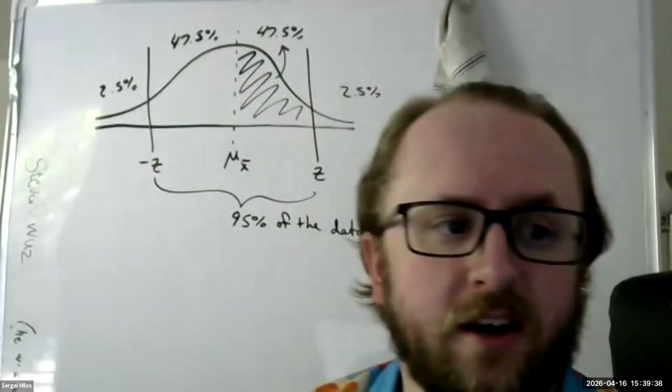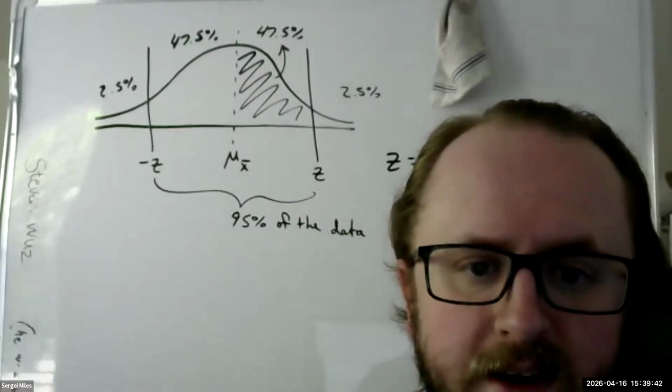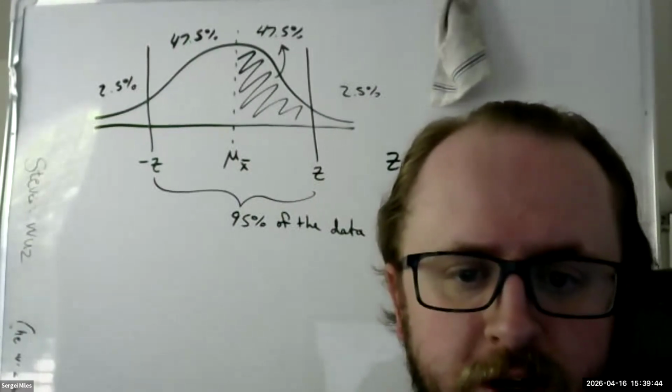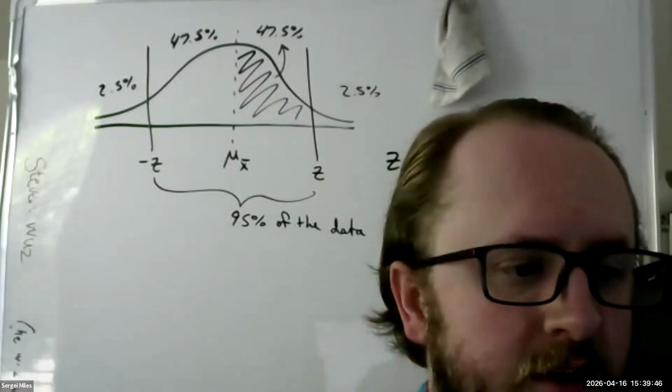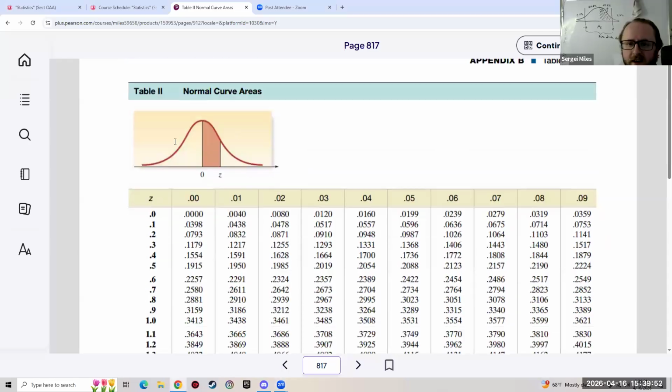I'll share my screen as we look at the table. This is in the appendix of the textbook, looking at the normal curve areas. So what's special about 1.96? Here's the normal curve area. The shaded region tells us the probability between the middle and some z value.